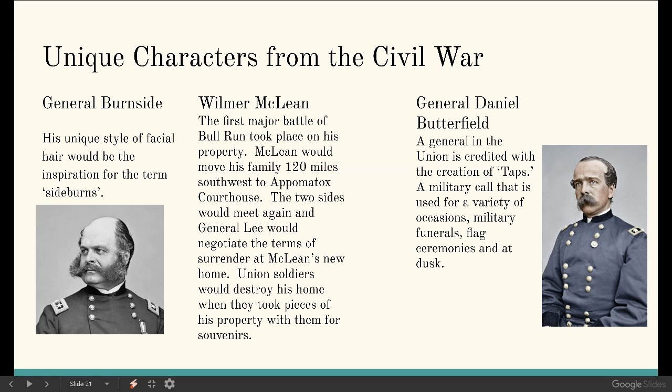A couple of unique characters from the Civil War that I wanted to mention. General Burnside, he had a unique style of facial hair, which you can see here.